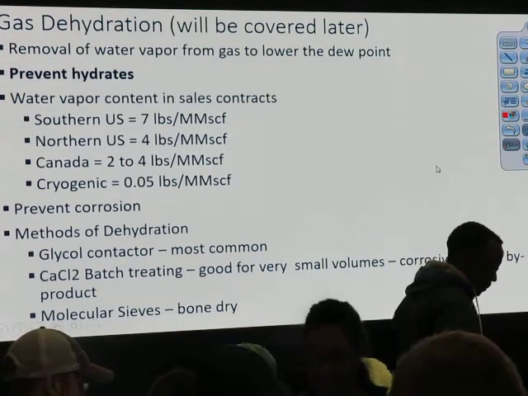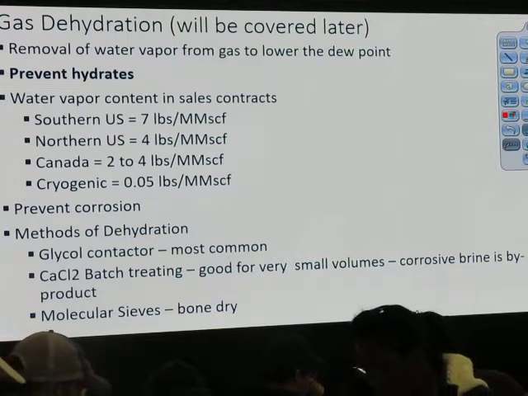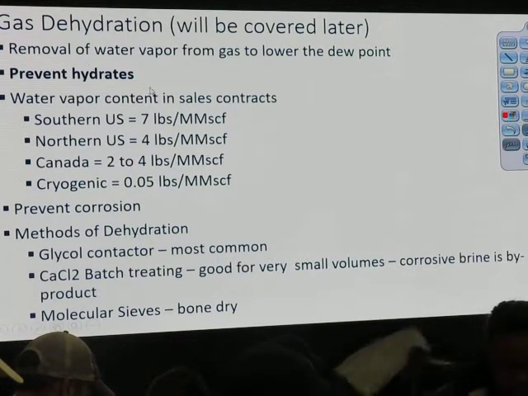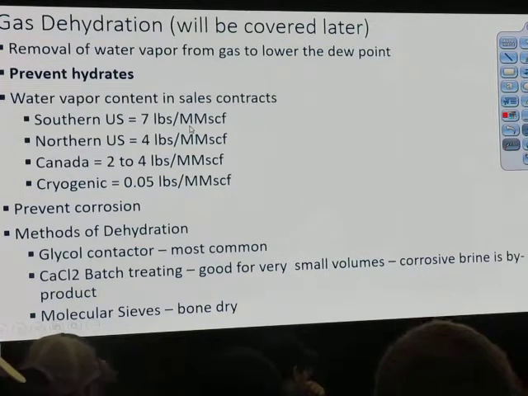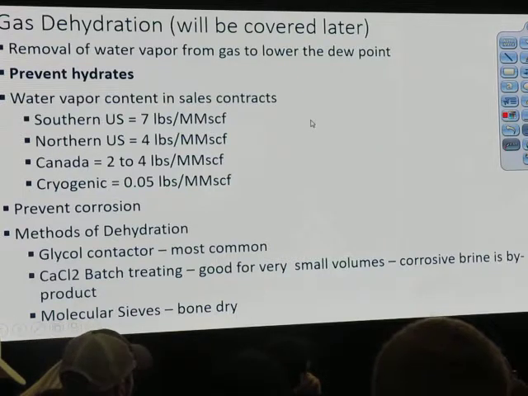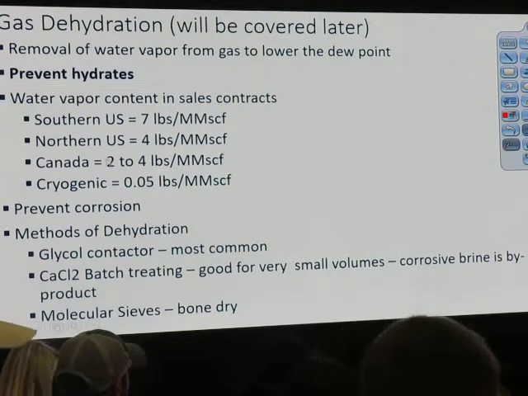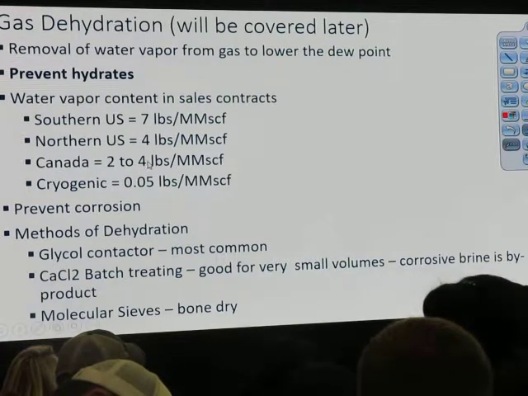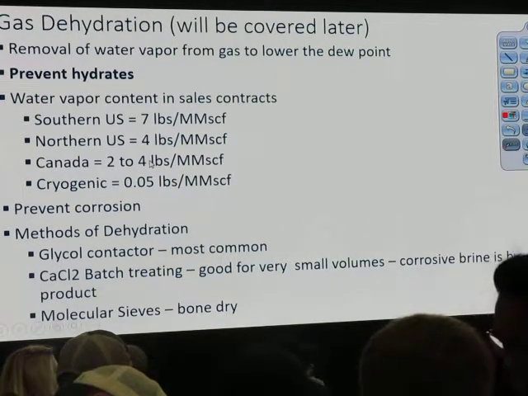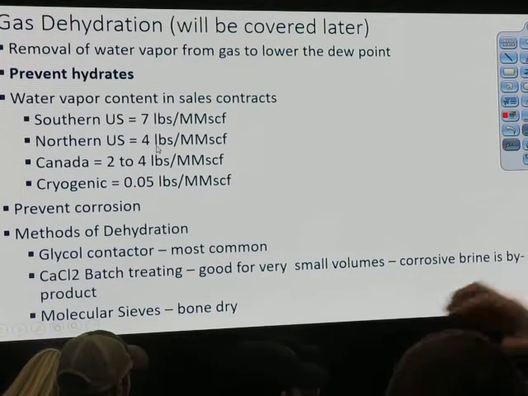This slide is about the gas contract. Typically, they don't have any water in there, and different regions have different requirements. Southern US, 7 pounds per million cubic foot, it's okay. Northern part becomes 4 pounds per million standard cubic foot. Canada is even less, 2 to 4. What is the reason for that? It's getting colder, colder, and colder as we go up. So that's what happens.